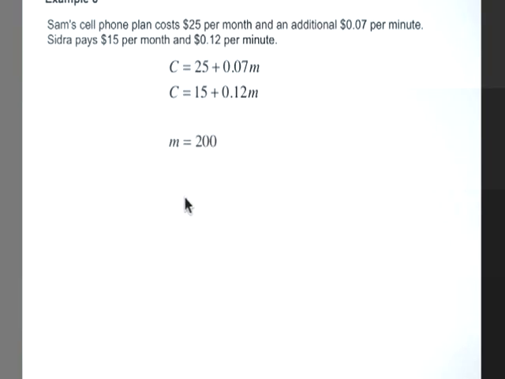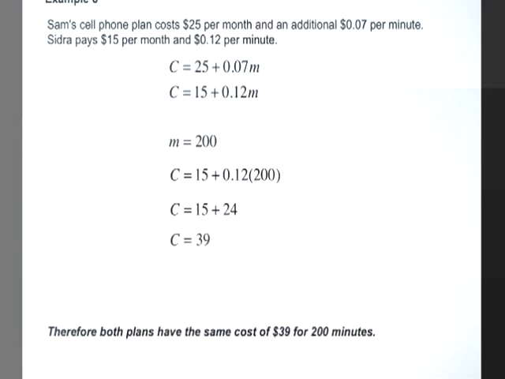And so to determine how much it's going to cost, we're going to sub into the equation. So C is equal to 15 plus, now it's going to be 12 cents for 200 minutes. So 0.12 times 200 is 24. C is equal to 15 plus 24, which is 39. So therefore, both plans have the same cost of $39 for 200 minutes of use.